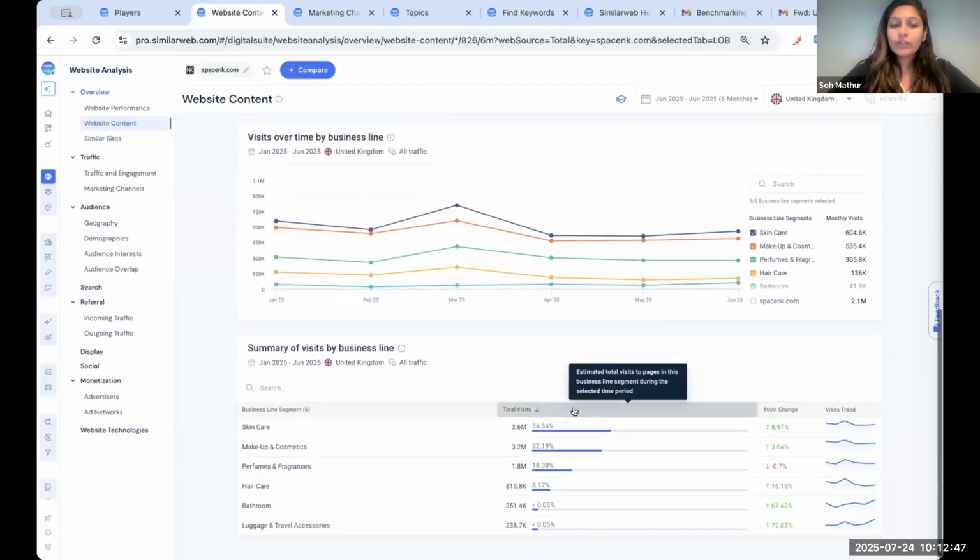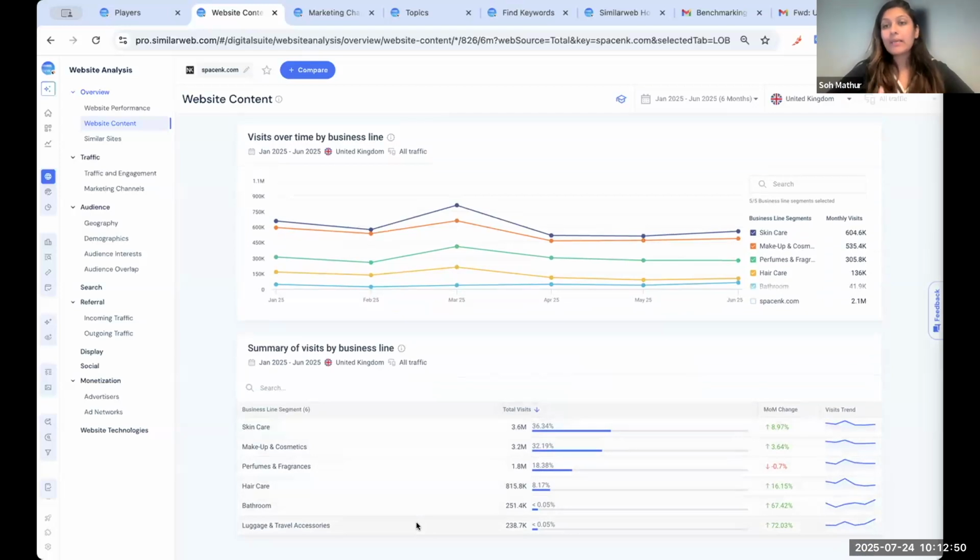And if you scroll down further, you can then see all the different business lines that Space NK has to offer within the UK market. You can see how much traffic comes to each of those categories or business lines. But what's also interesting is that trend and growth perspective. Because while luggage and travel accessories does not get as much traffic as, let's say, skincare, it is a driving factor in the growth of that particular domain, in this case Space NK, because it's seeing the highest amount of growth as compared to the other business lines. Similarly, you can also see the bathroom category grow at about 68%.